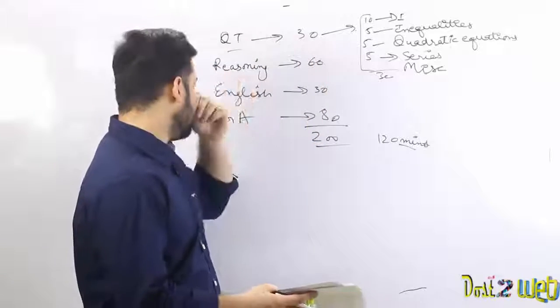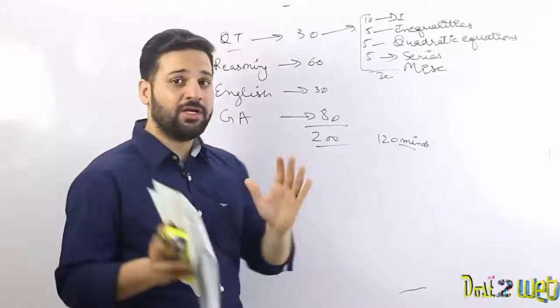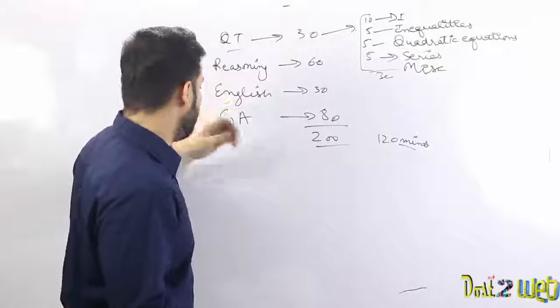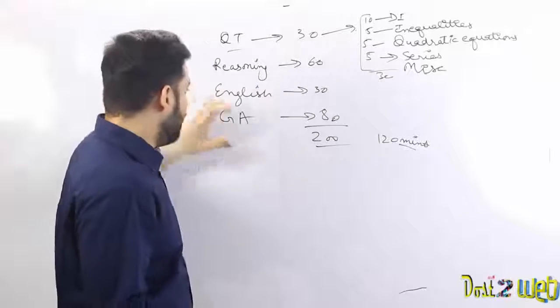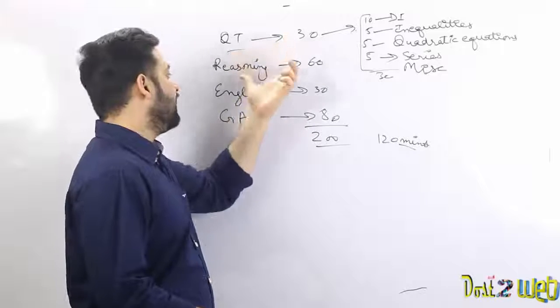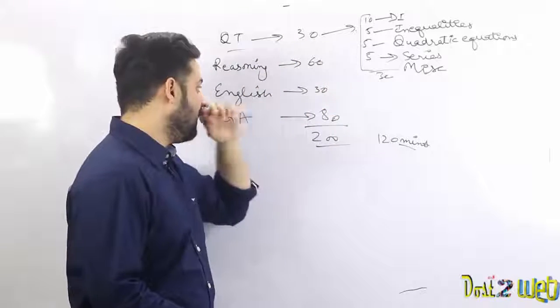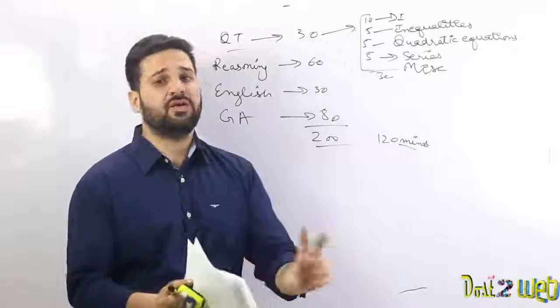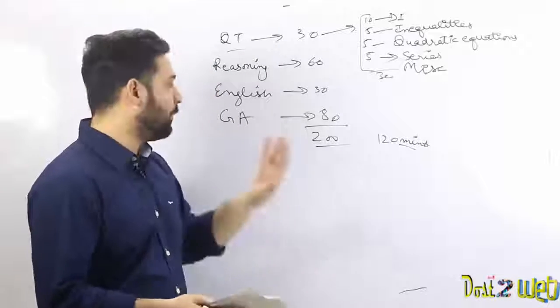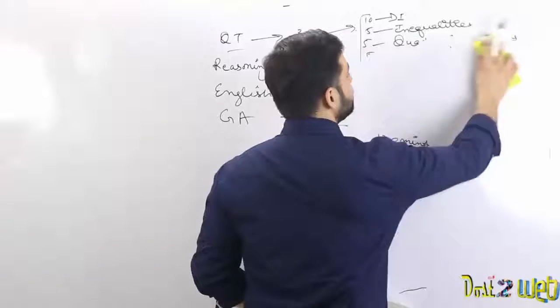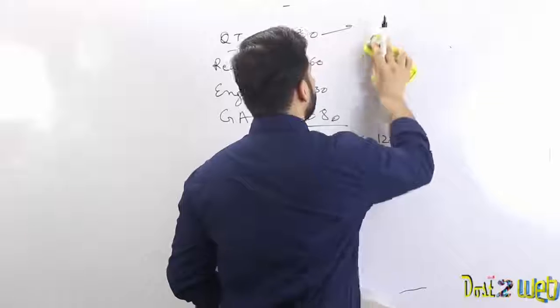According to me, if we are already preparing for IBPS PO or SBI PO, the general awareness section is the only thing where you need to work. In the QT, reasoning and English, this part is the same as SBI PO or IBPS PO. The general awareness part is somewhat different. We'll talk in depth about the general awareness section within a few minutes. So let's talk about the reasoning part.